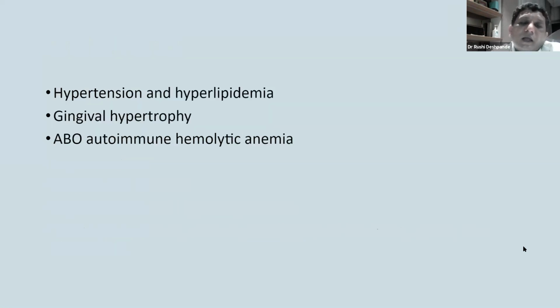Other side effects, like I mentioned, hypertension and metabolic side effects; it can cause hyperlipidemia. Gingival hypertrophy is very important with cyclosporin. In people on cyclosporin for many years, you will see that the gums are really hypertrophied to the point of bleeding on touch. The other drug that causes this is your blood pressure medicine, nifedipine, right? Yeah. And autoimmune hemolytic anemia. So these are uncommon side effects which are also seen with cyclosporin.